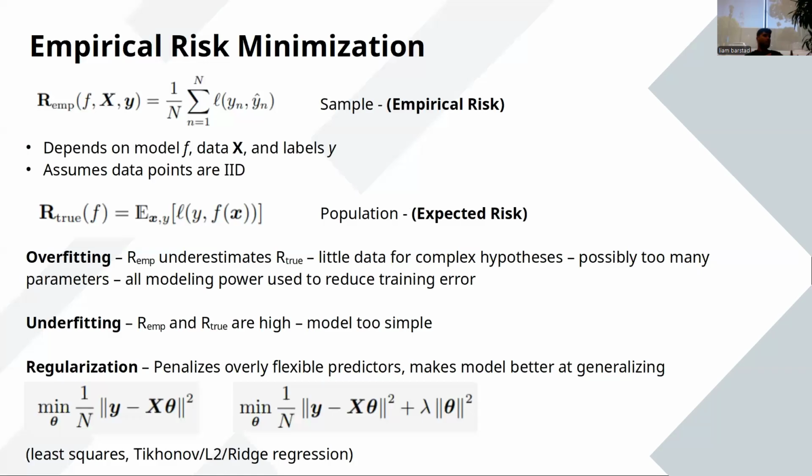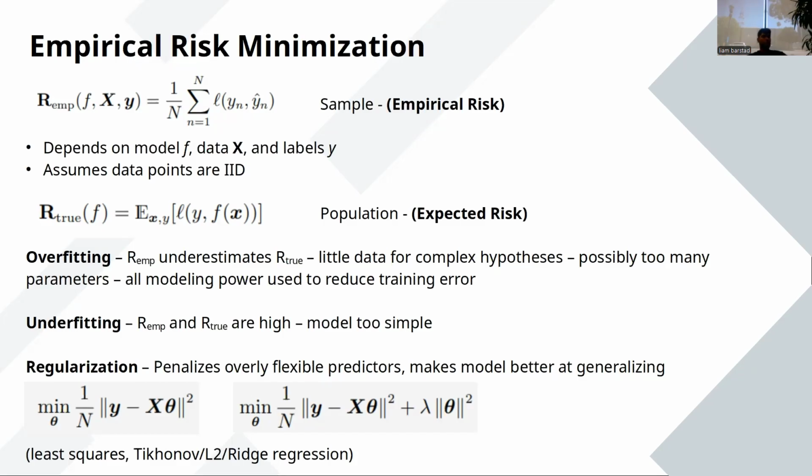The model is complex, but there's not enough data to support that hypothesis. So possibly and likely means that you have too many parameters. Another way that they put it was that all modeling power during training is used to reduce that training error, as opposed to actually trying to generalize.